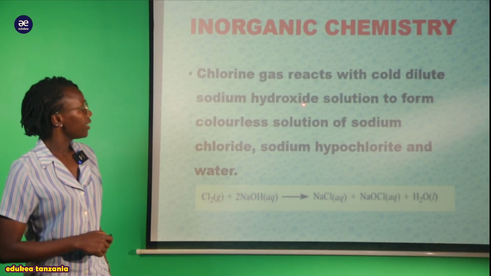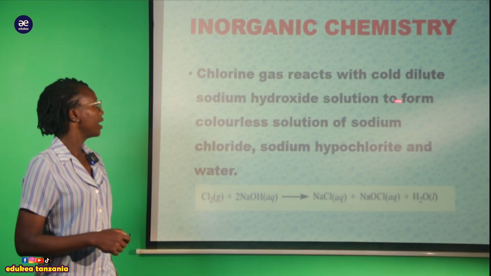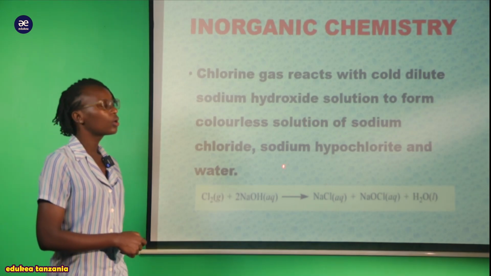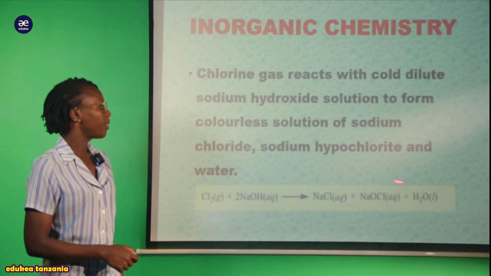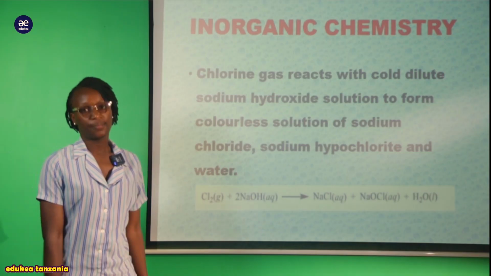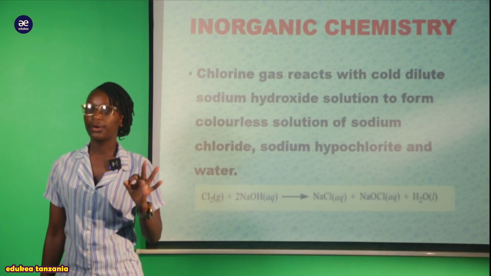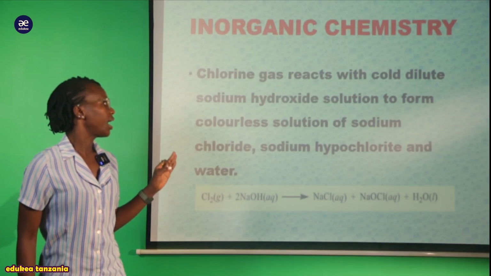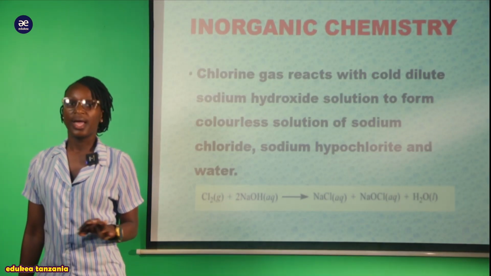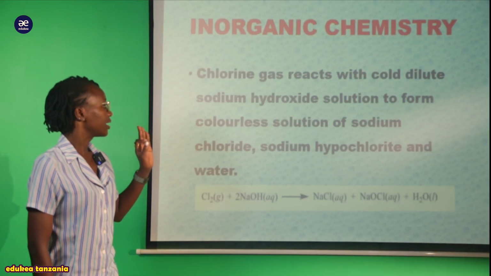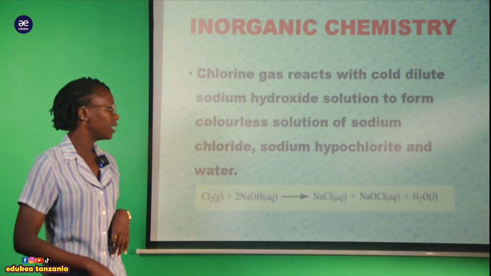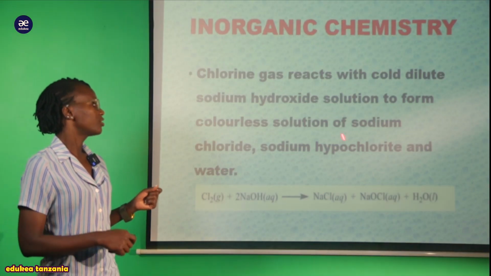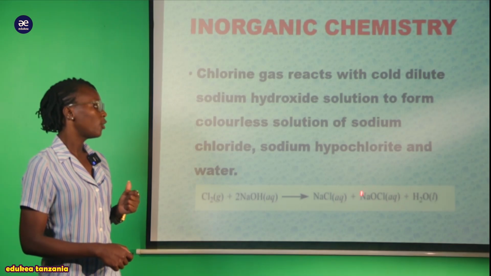Anasema kwamba chlorine gas react with the cold dilute sodium hydroxide solution to form colorless solution of the sodium chloride, but also as the sodium hypochlorite and water. Kwa hiyo kuna product kuu tatu, kwamba chlorine ambaye ni gas ana react na this sodium hydroxide, which is diluted one, and therefore we're going to form this product, the colorless solution of the sodium chloride ambaye ni sodium chloride, hii ni salt.